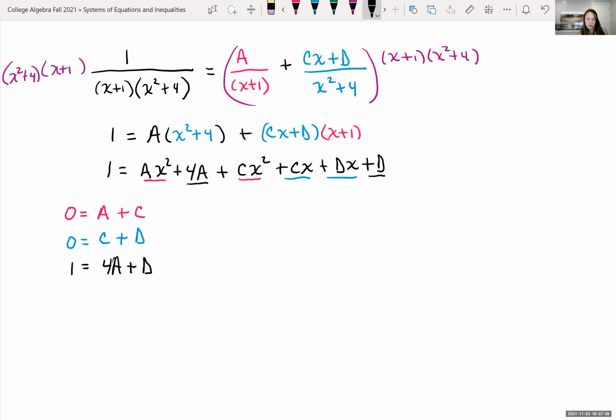So let's make this as a matrix. So we have A, which is 1, B is 0, C is 1, D is 0, line, and then 0. Our second equation, we have A is 0, B is 0, C is 1, D is 1, equals 0. And the last one, we have 4, 0, 0, 1, 1.